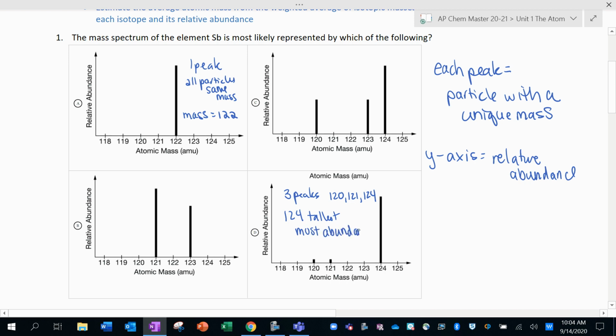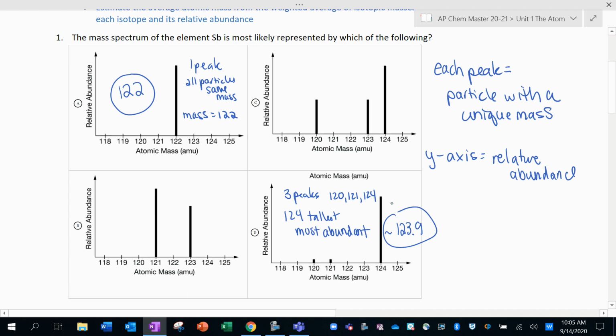One thing we can do from looking at these graphs is, by glancing at them, make a quick estimate of what the average mass of your sample would be. If we go back to A, there's only one type of particle in here, so they all have the same mass. The average mass here would be 122 because all of them weigh exactly 122. Down here, most of them weigh 124, and a couple of them are a little bit smaller. So I'm going to guess the average mass is maybe 123.9 or something around there. It's going to be pretty close to 124, but a little bit less than that.